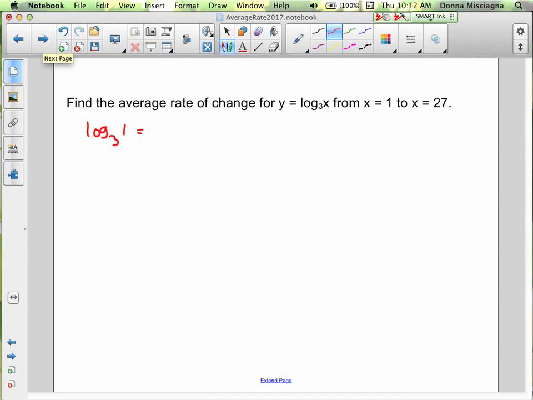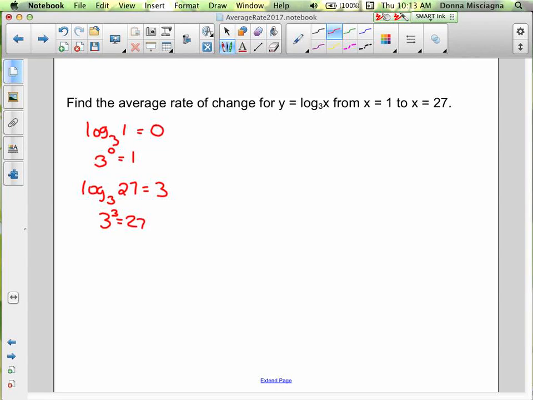class, what's log base 3 of 1? Come on. Be brave. What's log base 3 of 1? 0. 0 is correct. Good job. That's because 3 to the 0 is 1. And then how about log base 3 of 27? What would that be? Three is correct, because 3 cubed is 27.